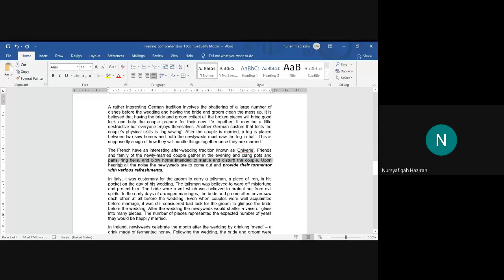The French have an interesting after-wedding tradition known as chivaree. Friends and family of the newly married couple gather in the evening and clang pots and pans, ring bells, and blow horns intended to startle and disturb the couple. Upon hearing all the noise, the newlyweds are to come out and provide their tormentors with various refreshments.